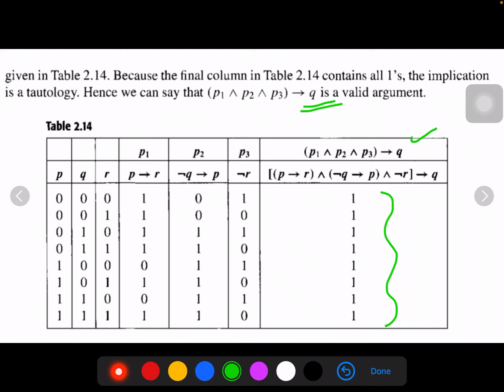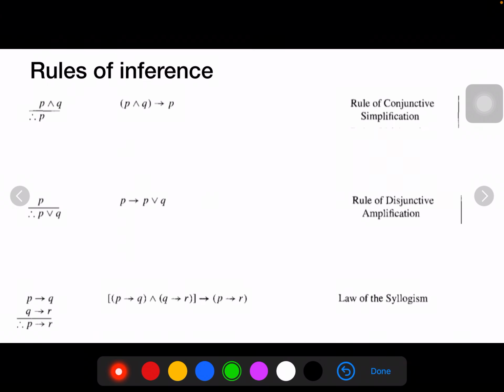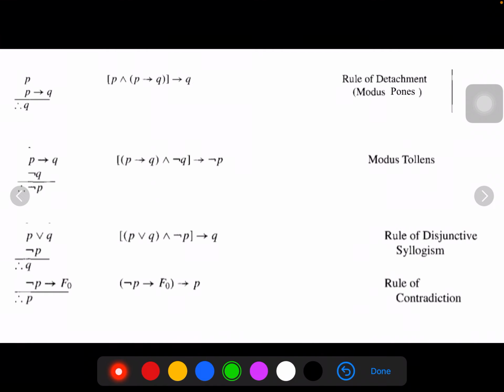But when it comes to rules of inference, we will not solve this by truth table. We make use of the rules of inference laws. These are all the laws used in the rules of inference. First one is called the rule of conjunctive simplification. Second one is the rule of disjunctive amplification. Law of syllogism is the third law, and so on. We make use of all this to solve the problems.